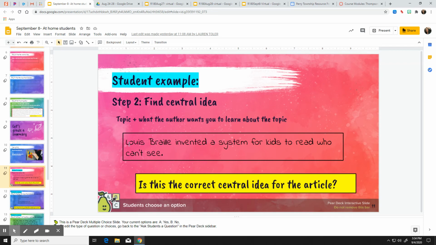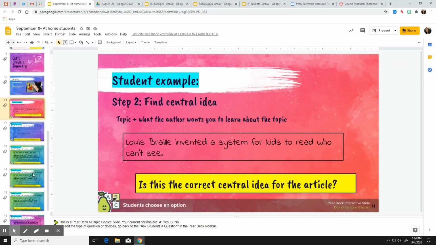Don't forget, you are getting points for simply going through this slideshow, answering the questions, and participating. So don't just go through here and click yes or no randomly, because I will be looking at that, and if it's not the right answer, then I'm not giving you credit. Make sure you are stopping at each Pear Deck slide and answering.